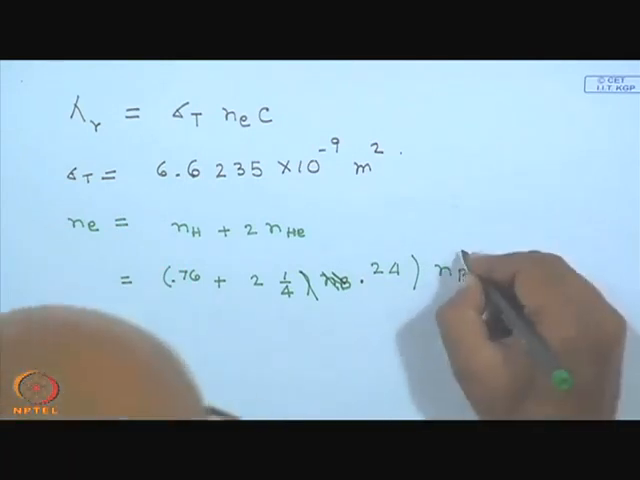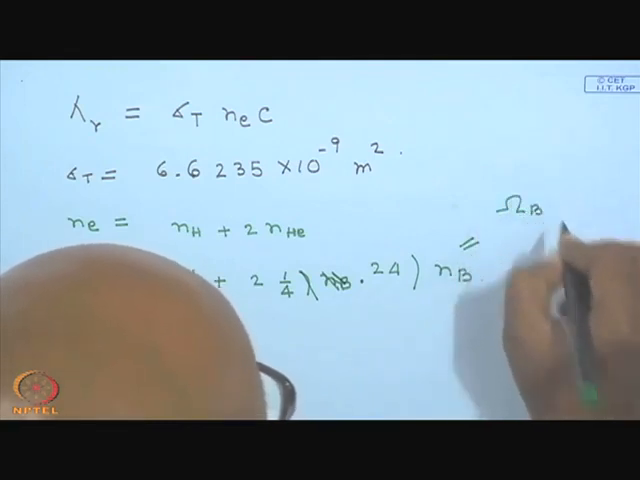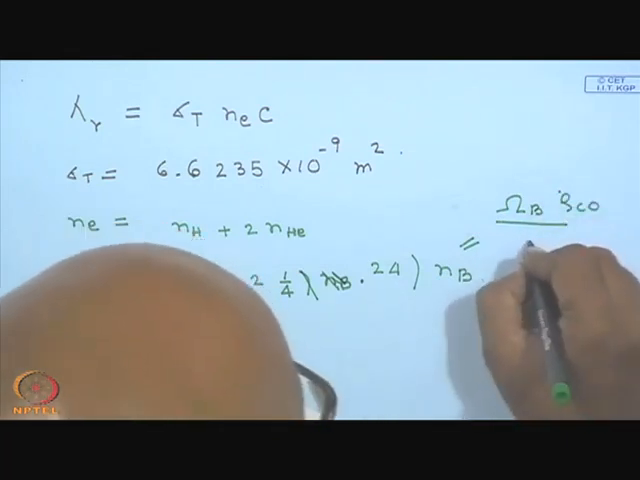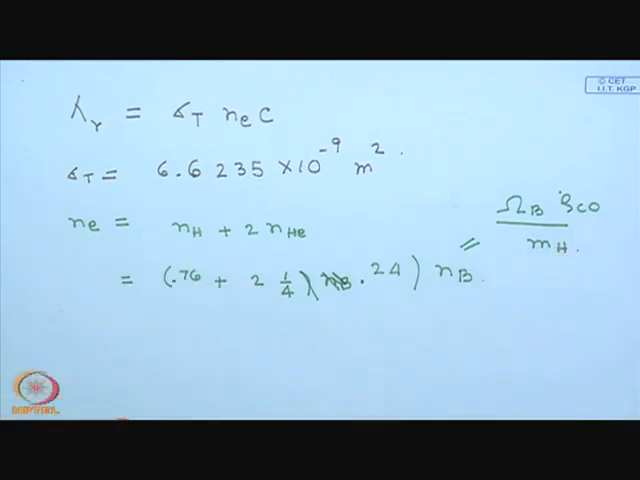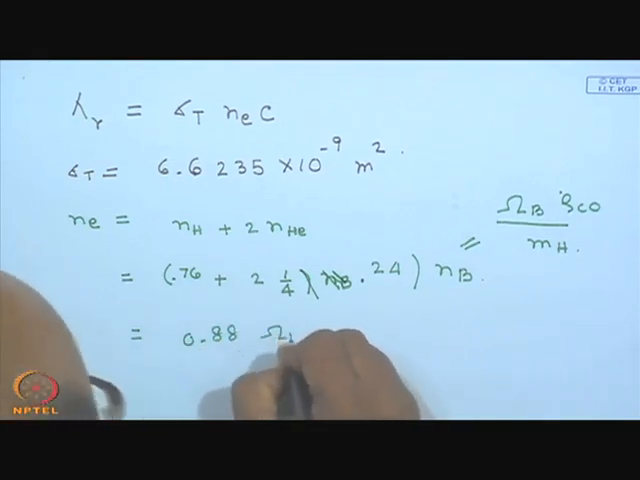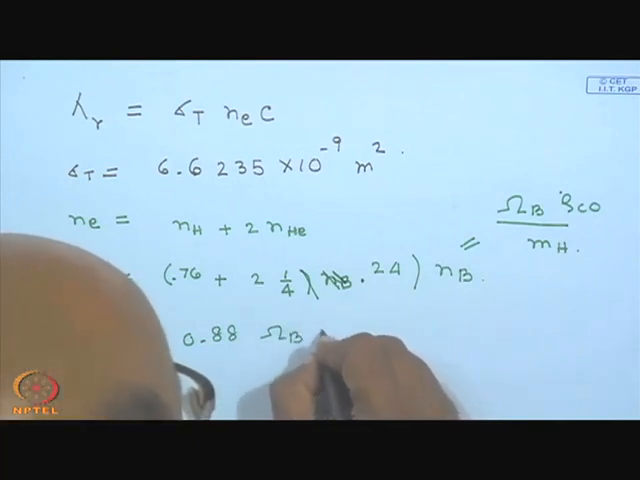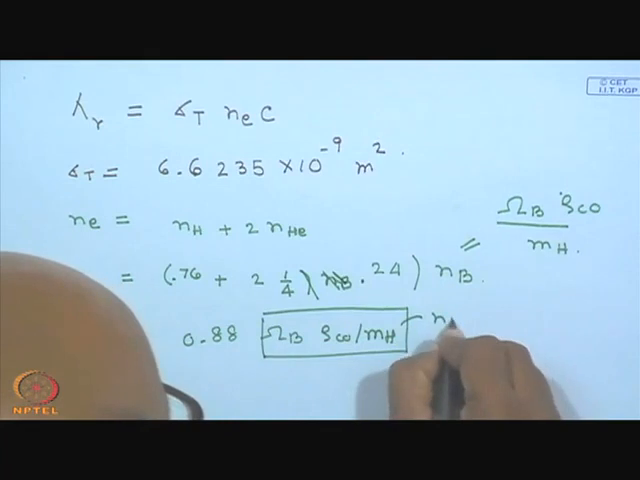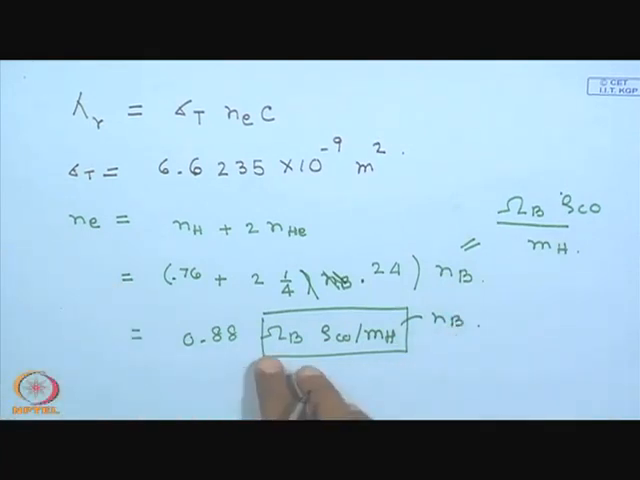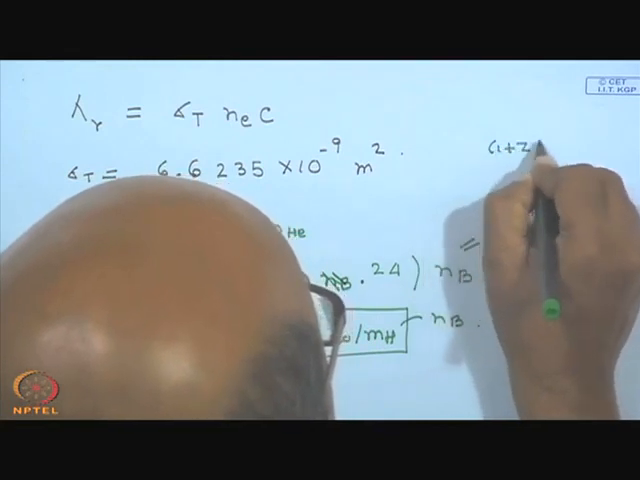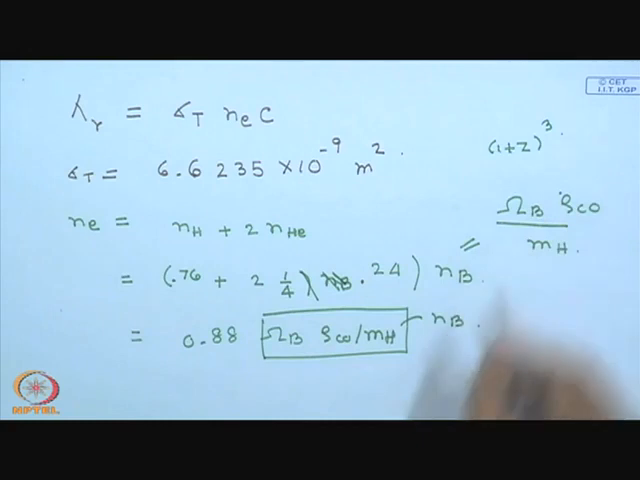And the number of baryons is basically omega baryon times the critical density divided by the mass of a hydrogen atom, the mass of the proton. So this is 0.88 into omega baryon into rho c naught by m_H, and this is basically the number density of baryons. We know that the number density of baryons scales as this times a factor of (1 plus z) cubed. This is the present density, so (1 plus z) cubed.